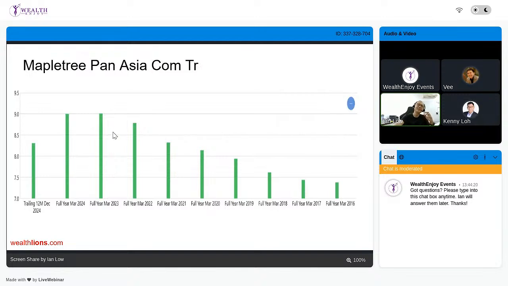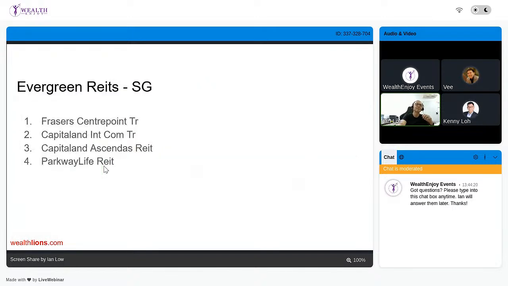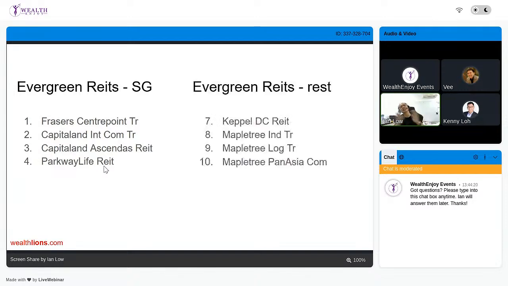Mapletree Pan Asia Commercial Trust. Rising DPU coming off recently, but strong manager, strong REIT manager. So basically this is a summary of my list. Wow, my maths is terrible. It should be 4, 5, 6, 7, 8. 8 counters that I will enter.